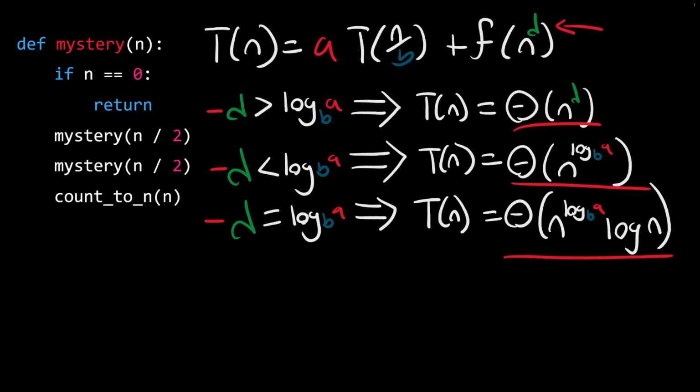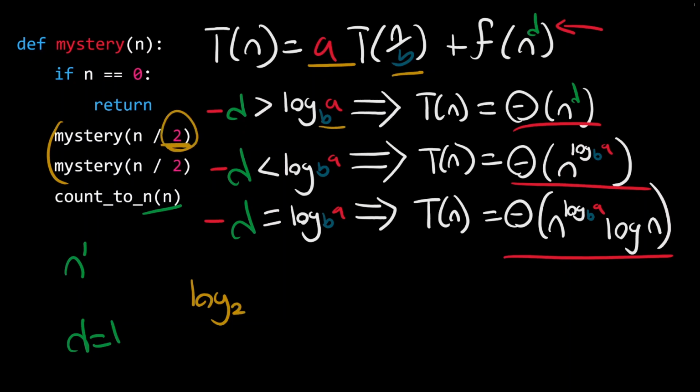We're going to be looking at this d, which is going to be our degree here. See that n is just n, so n must have a degree of 1. So degree is equal to 1. Then let's evaluate the log. We have log with a base of b, and b is how many times we're subdividing, so that's 2, so we put 2 there. And then our a goes on top, and our a is 2, since we're making 2 recursive calls, and that is going to be equal to 1.